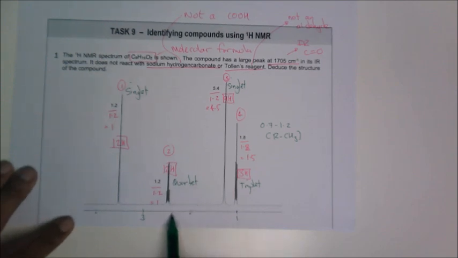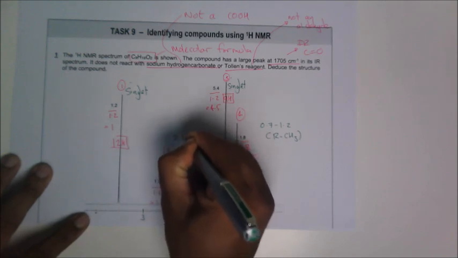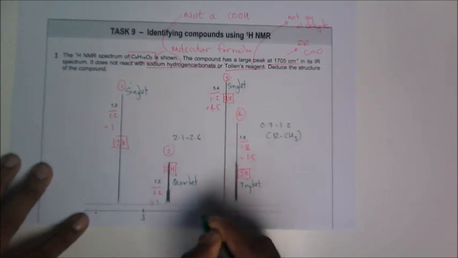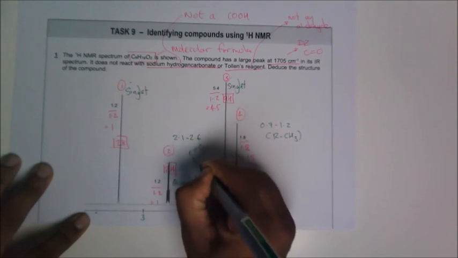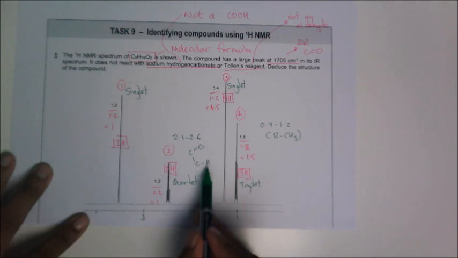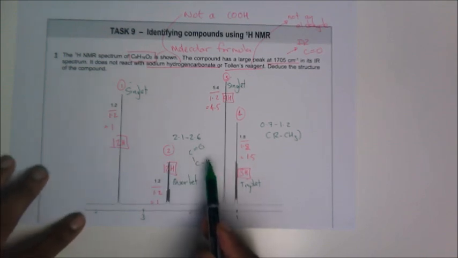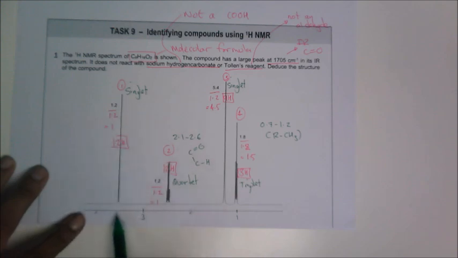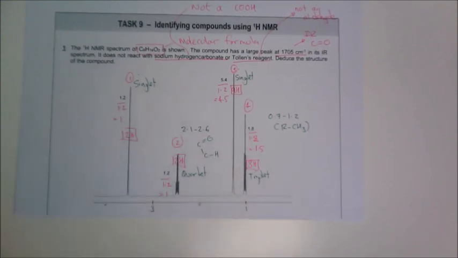This one is between 2 and 3, and again between 2.1 to 2.6. It's a functional group where you've got a carbonyl and a carbon and a proton. So it's this proton that they're talking about, and it's a quartet. So that's the other functional group. This one is a bit unusual. We can't quite work out what this might be at the moment, but we'll have a look at it in a minute.